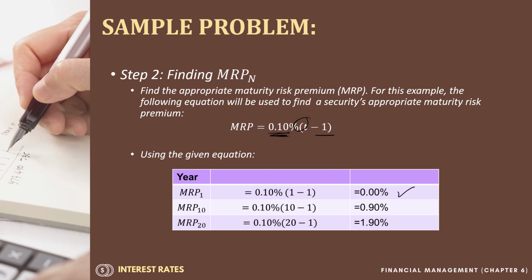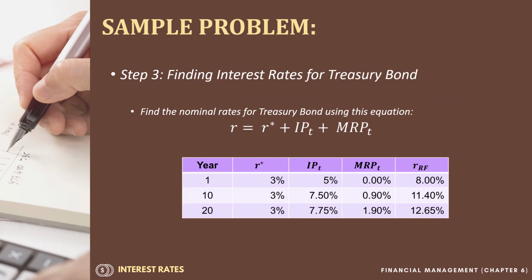And then for the 10-year MRP, we have here 0.10% multiplied by 10 minus 1. So that is 0.90%. And then for the maturity risk premium for 20 years, we have here 0.10% multiplied by 20 minus 1. So we have here 1.90%. Now, since we are already done looking for the inflation premium and the maturity risk premium, we will now be finding the interest rates for the treasury bonds for 1 year, 10 years, and 20 years.